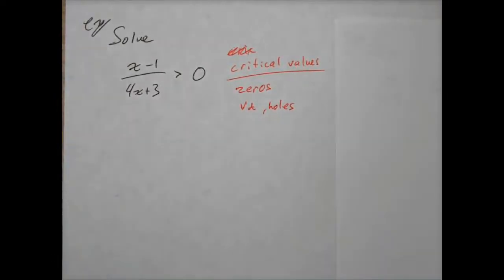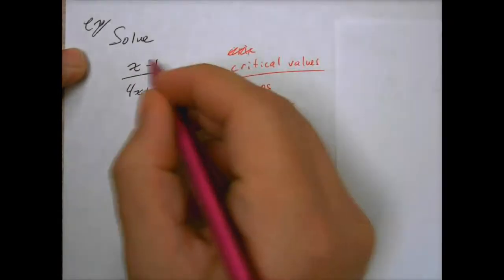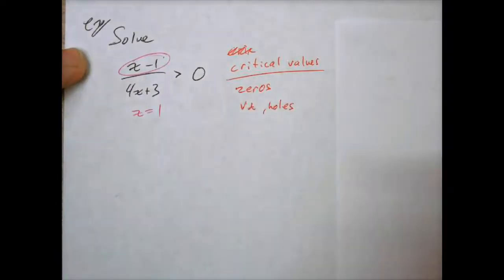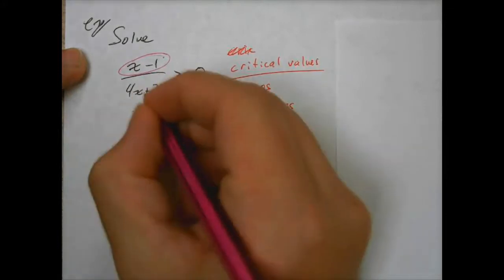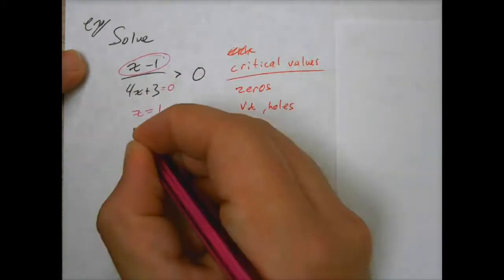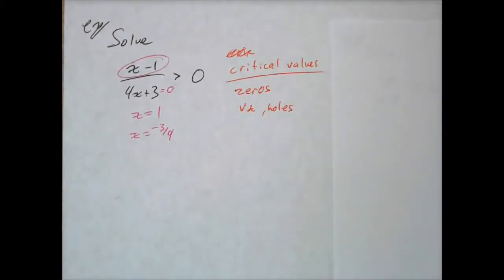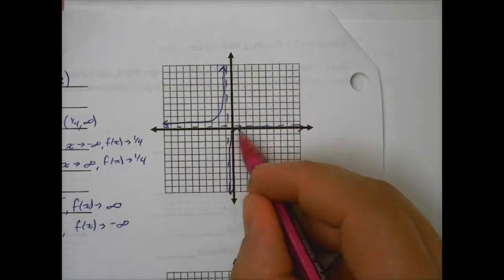So in this case, we would have zeros when our equation is equal to 0. So we have a zero when x equals 1. That is one critical value. If I put in 1, my function will be equal to 0. Our vertical asymptote in this case is when my denominator is equal to 0. So x would be negative 3/4. We can see that looking at our graph. So 1 and negative 3/4. At negative 3/4, we had a vertical asymptote. At 1, we had a zero or a solution.